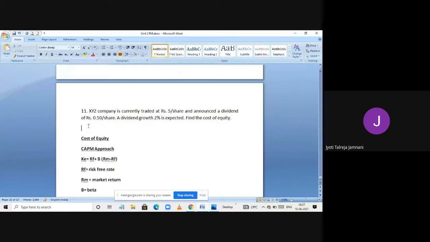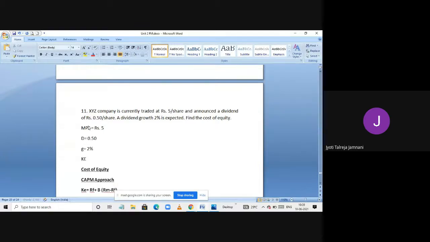XYZ company is currently traded at rupees 5 per share and announced a dividend of rupees 0.50 per share. A dividend growth of 2% is expected. Find the cost of equity. Okay. So it is traded at rupees 5 per share, means MPS is 5 rupees. It has announced a dividend of 50 paise. So dividend is 0.50. Growth rate is 2%.